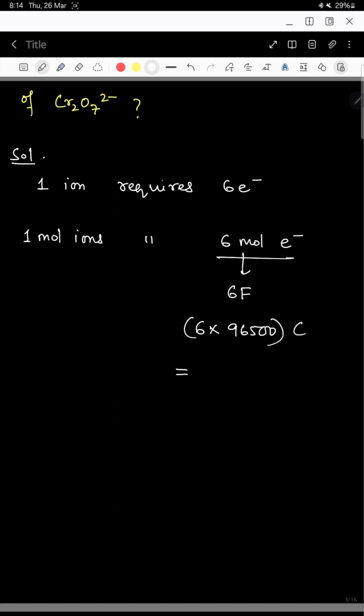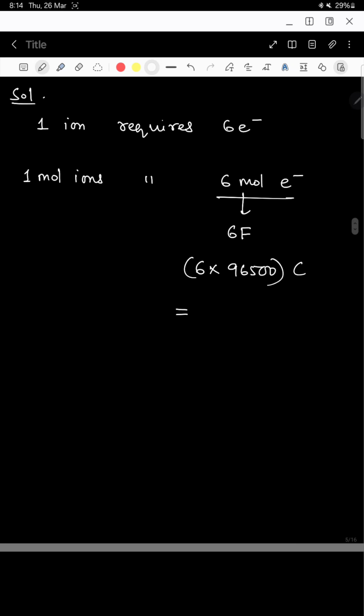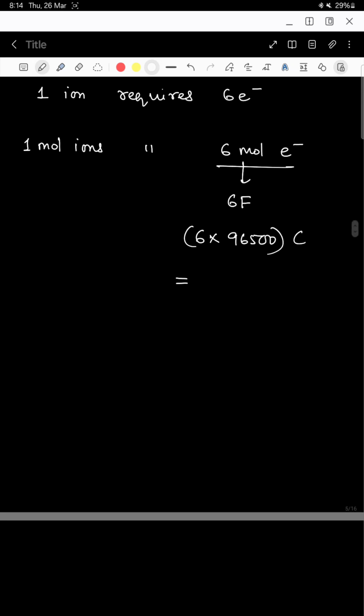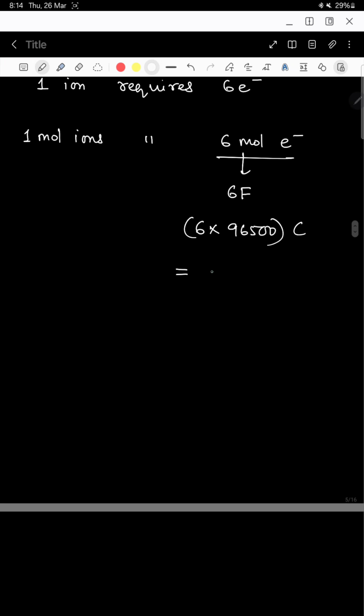Okay, 6 into 96500 coulombs. That is your answer. So it is 579,000 coulombs. Okay, so this is your answer. Very simple question.